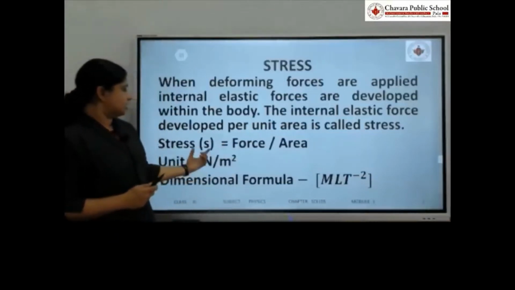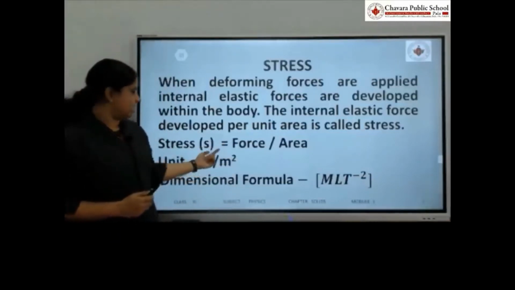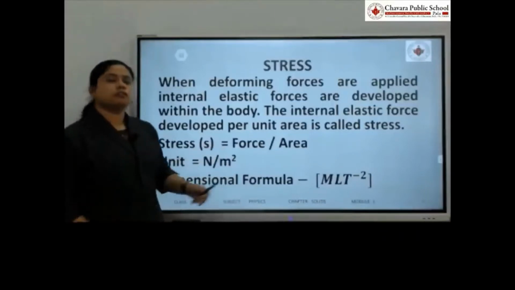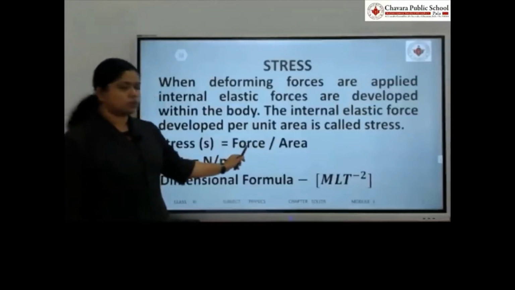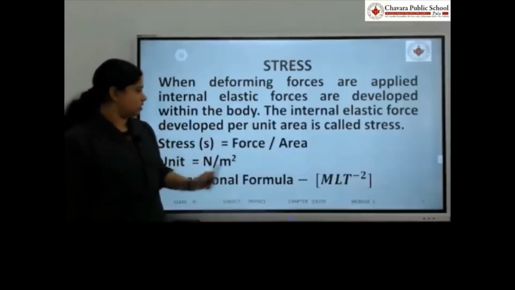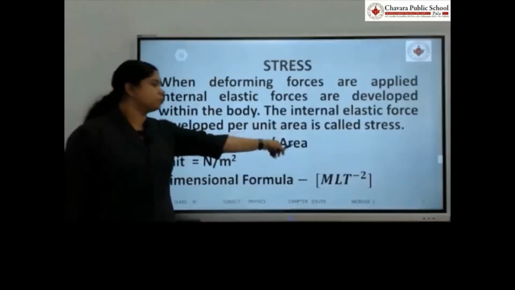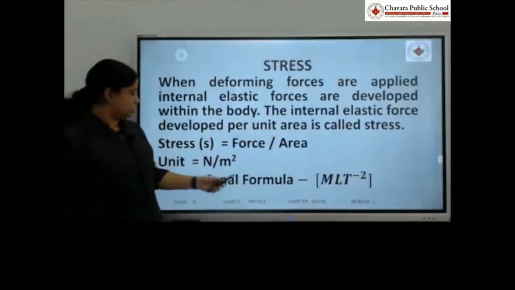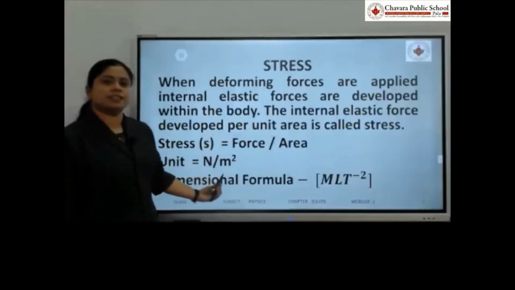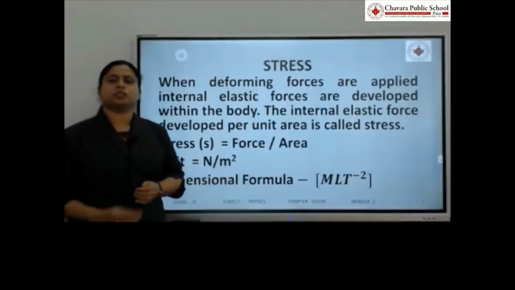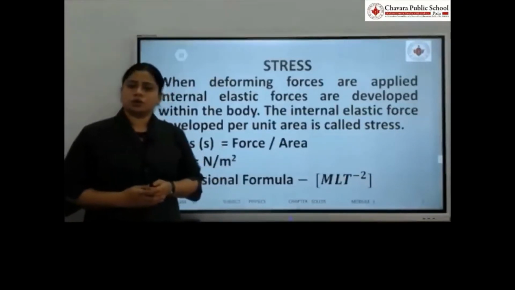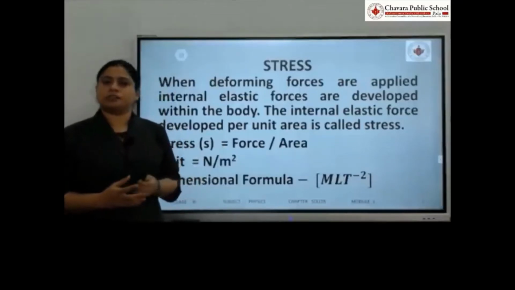The stress notation is S equals force divided by area. This force is the restoring force, the restoring force per area. The unit of stress is Newton per meter square, or Pascal, same as that of pressure.